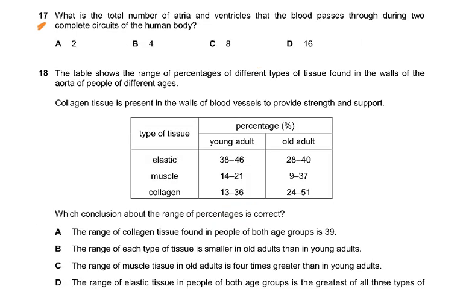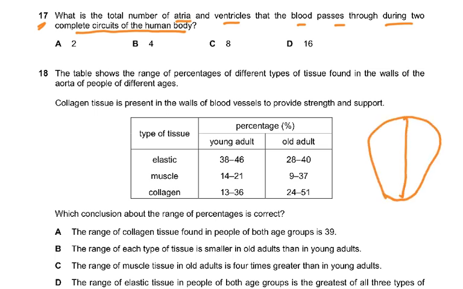Question number 17. What is the total number of atria and ventricles that the blood passes through during two complete circuits of the human body? So you see, what you've got to understand is the heart is something like this. Blood comes into the atria from both sides, right and left side, then enters the ventricle. So we've got the valves here. It enters the ventricle and then is pumped out. So it goes through two atria and two ventricles, four. So if it's got two complete circuits, it's going to be eight.